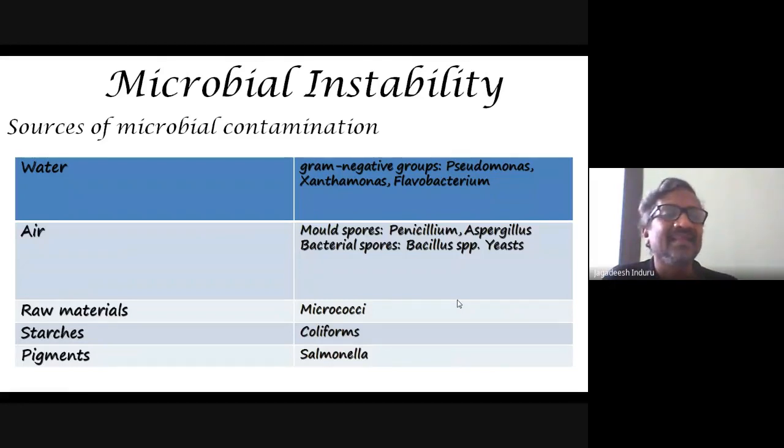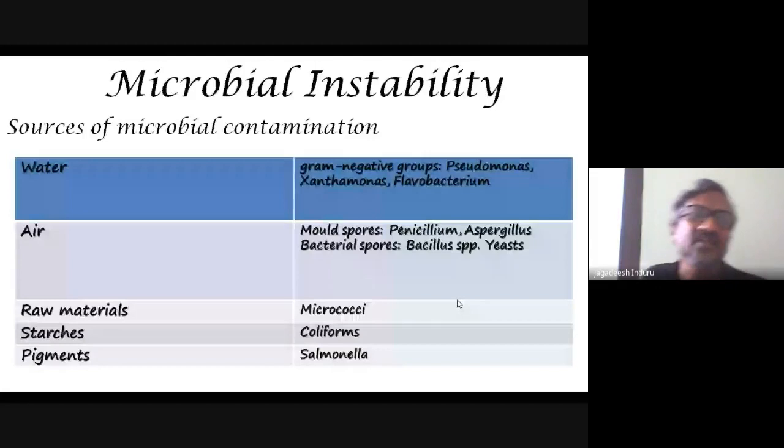So this air is inevitable in the environment. Air is going to have dust particles, and in the dust particles are the droplets coming from coughing or from any personnel entering. They will cause the entry of these microorganisms through the droplets or the fibers and the dust particles, and they will cause contamination.